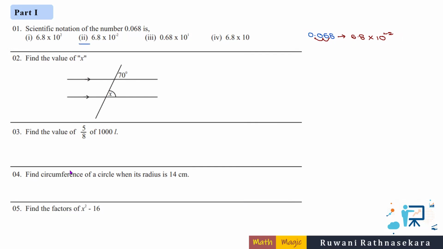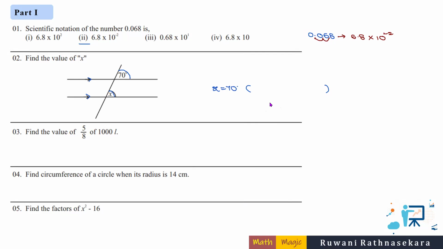Right? In the next one, you can directly say what the value of x is because of the parallelism. x and 70 degrees become a pair of corresponding angles. Therefore, x is equal to 70 degrees. Reasoning is a must to put because it's a direct answer. Pairs of corresponding angles.